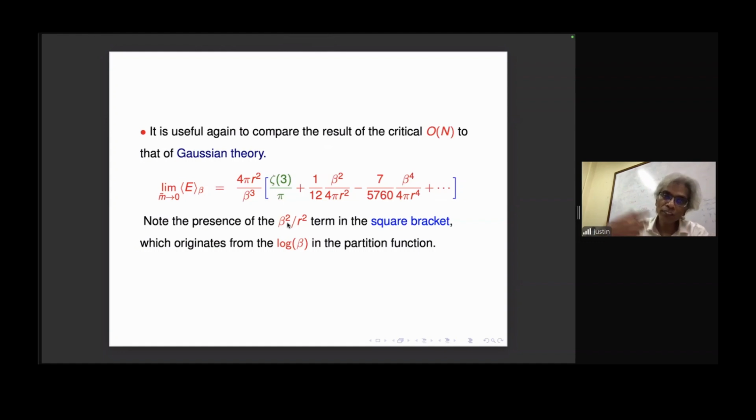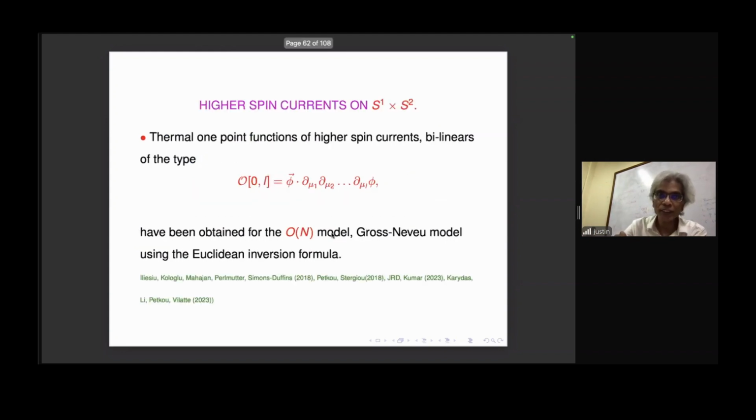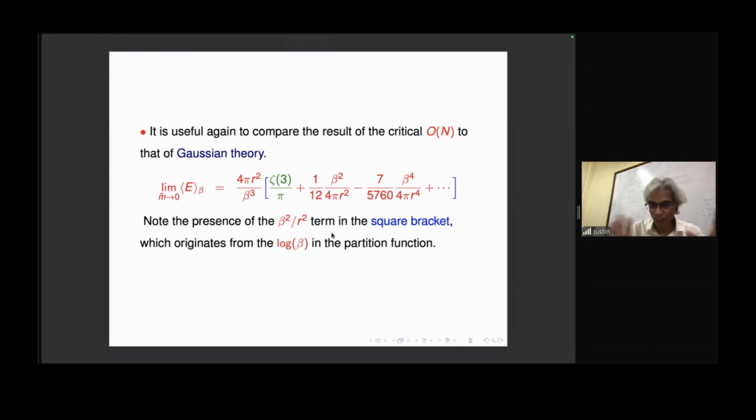And it's also useful to compare it with the Gaussian theory, the free massless theory. And you see that that has a beta squared by r squared term, while this one doesn't have. And that is because of the log beta term in the partition function for the free theory. So this is sort of the things which we like. The very first thing of solving the partition function.